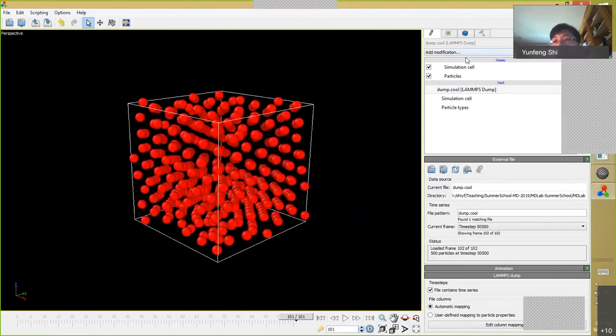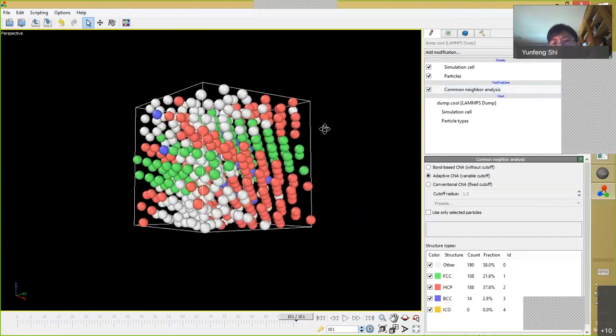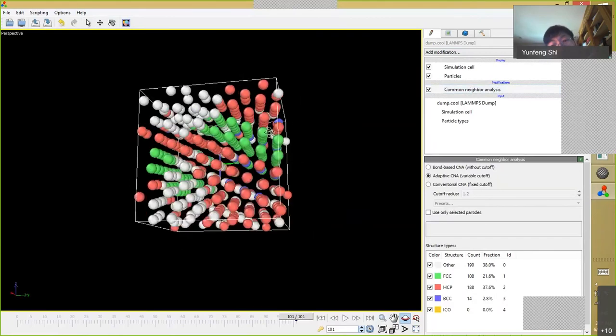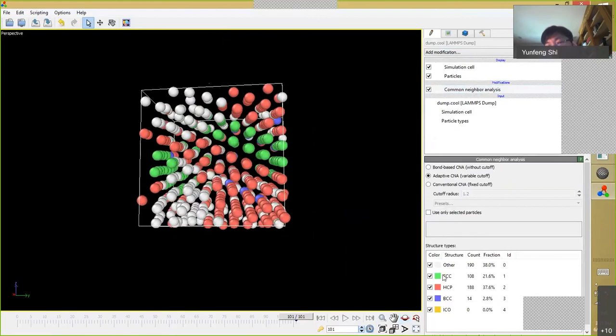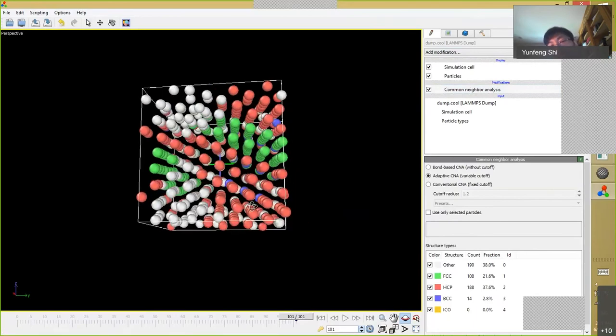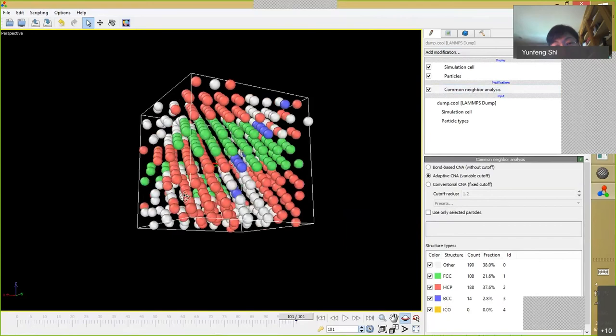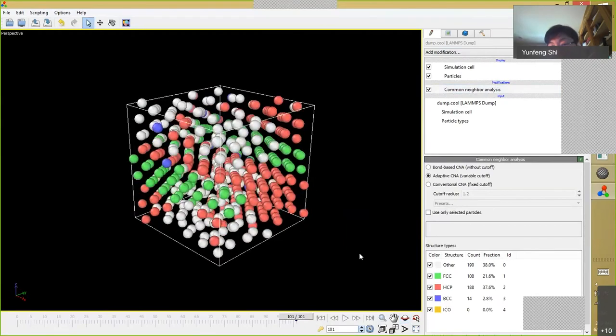Oh, actually here, I do wanna show you something. There is a common neighbor analysis. If you click here, look at this. Now it tells you the local structure. Here it tells you the color coding. The green atom will be FCC. That will be the ABC, ABC stacking. Look at this. Mostly it is actually the red. The HCP is a little bit more. HCP is AB, AB stacking, right? And then you have a little bit of BCC too, and some icosahedral. Oh, there's zero count. Okay, so there's no icosahedral, but you have even 14 BCC here. That's interesting.